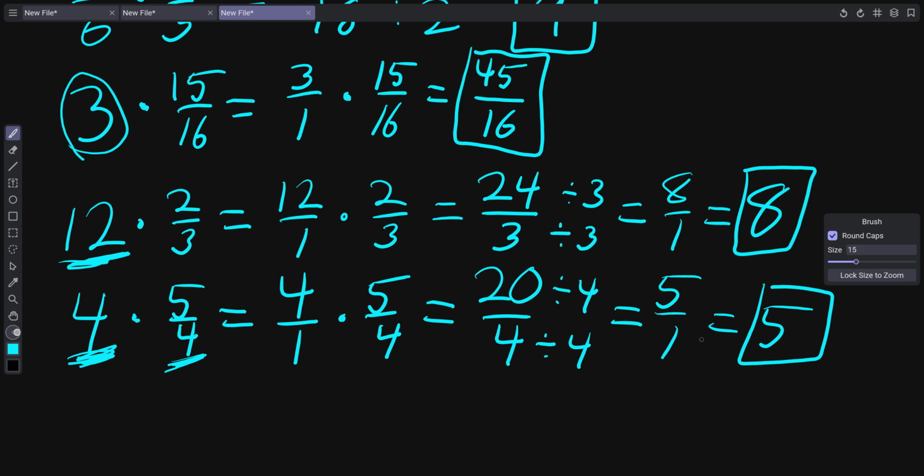So a rule of thumb to remember is if the fraction is greater than 1, then the whole number you multiply it with will increase, and if the fraction is less than 1, then the whole number that you multiply it with will decrease.